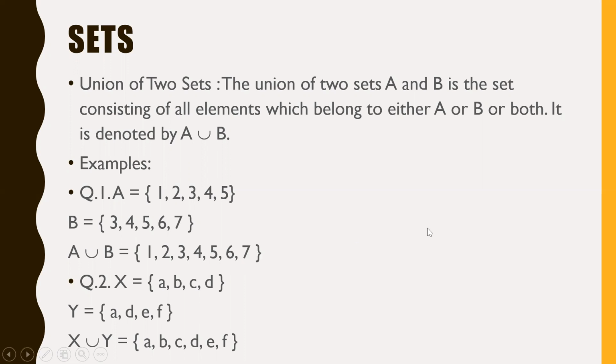Now question number 2, X is equal to A, B, C and D. And Y is equal to A, D, E, F. So all the elements we have to write. So X union Y is equal to A, B, C, D, and then E and F.